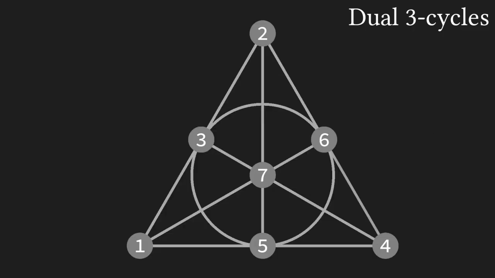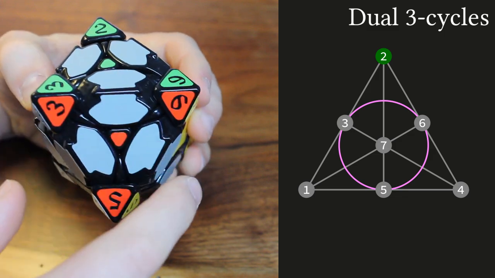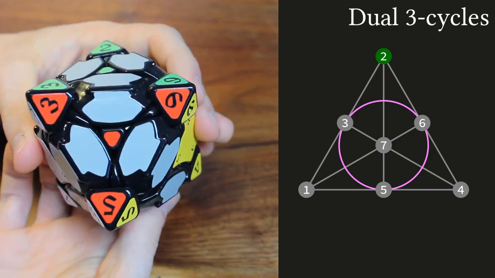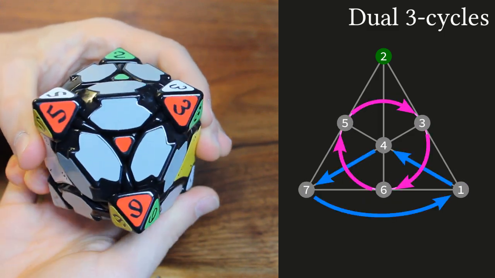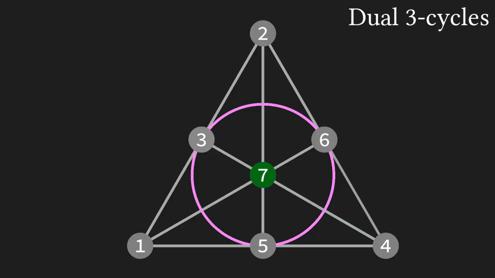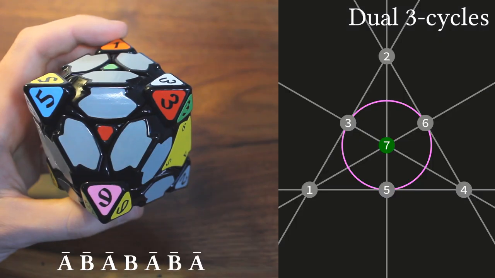You can choose any fixed point and a line that's not connected to it, for example, point 2 and the circle, then rotate the remaining points and lines around them. Likewise, I could pick the circle and the center point instead and get this rotation.